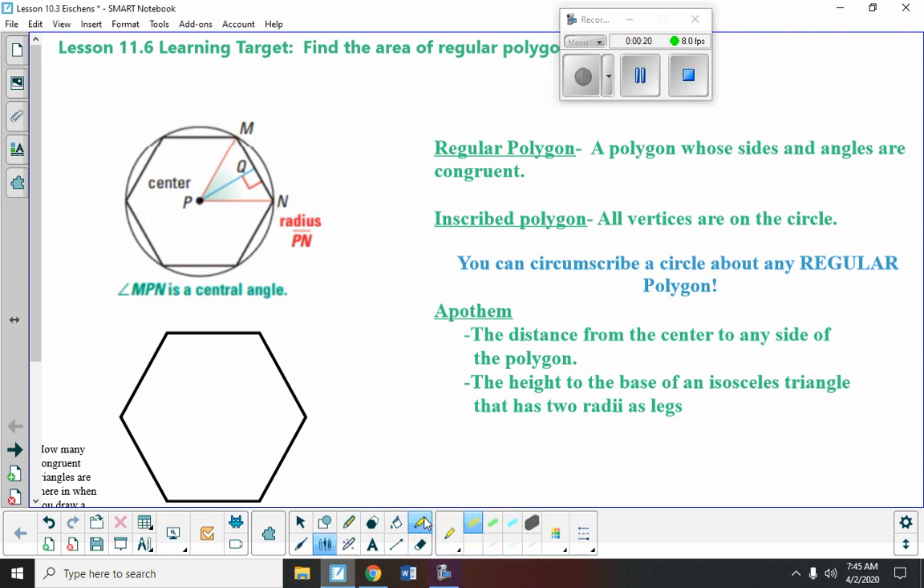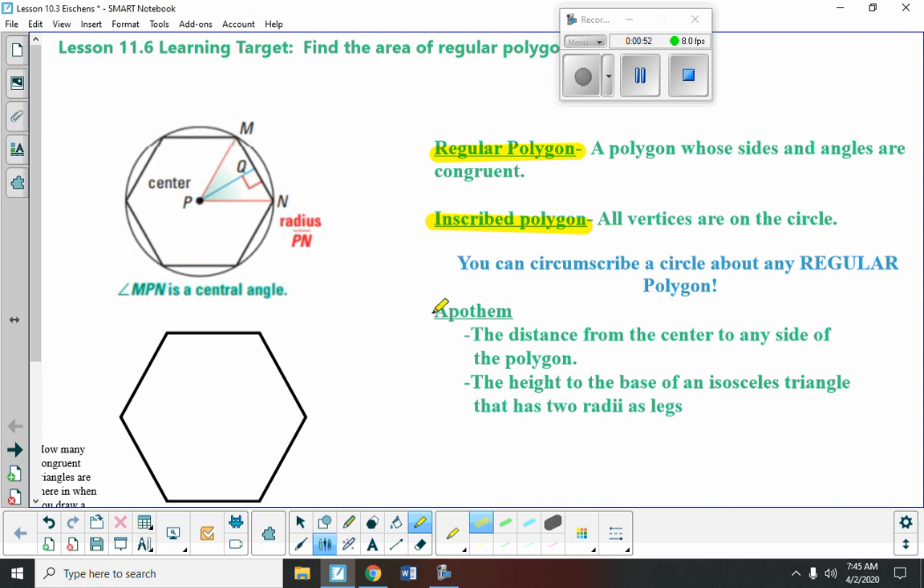A regular polygon is a polygon whose sides and angles are congruent. So all the sides are the same length, and all the angles are the same measure. And then an inscribed polygon is one where all of the vertices are on a circle. You can circumscribe a circle about any regular polygon. So we use that idea to help us find the area of regular polygons.